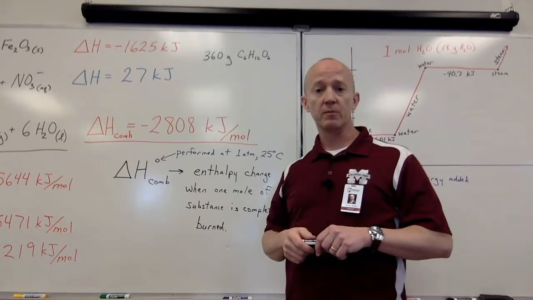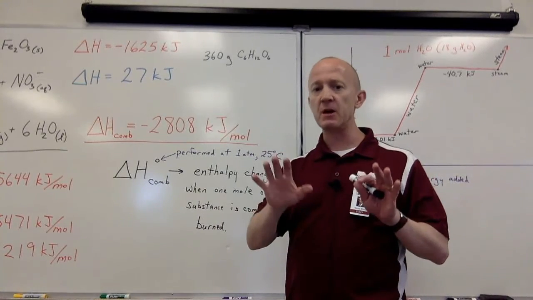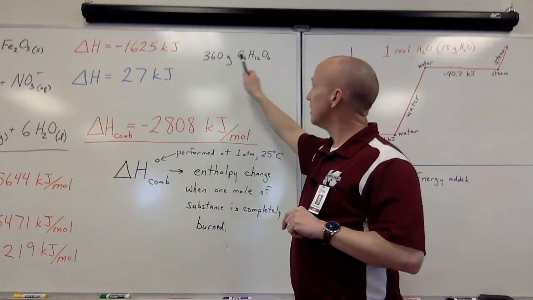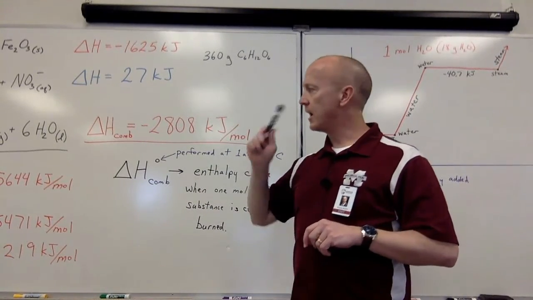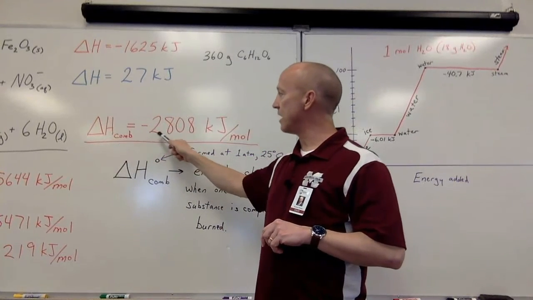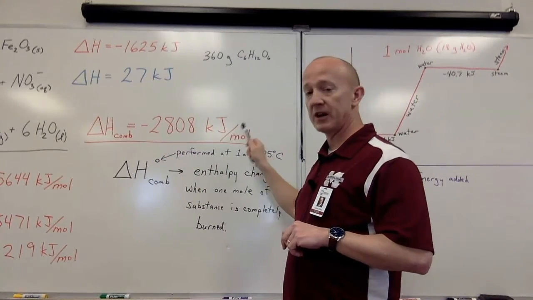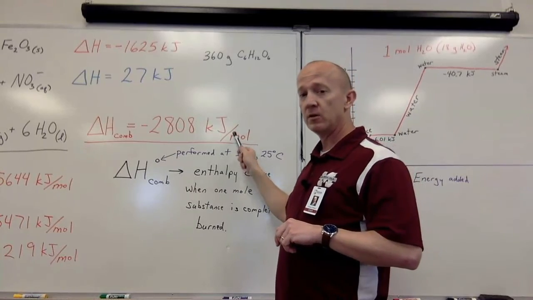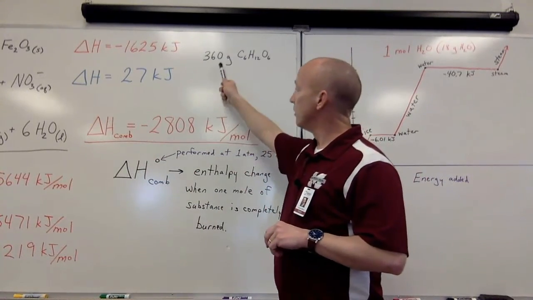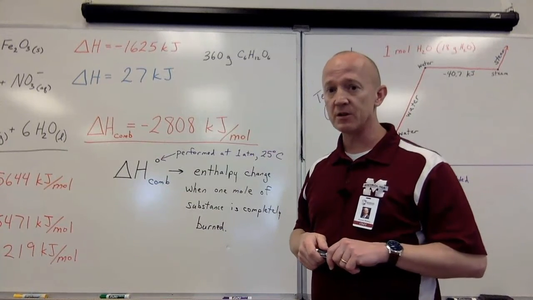Here's one for you to do. Let's see if you can get the answer and just email me your result. If you have 360 grams of glucose and the enthalpy of combustion of glucose is negative 2,808 kilojoules for each mole, calculate the total enthalpy involved with 360 grams of glucose.